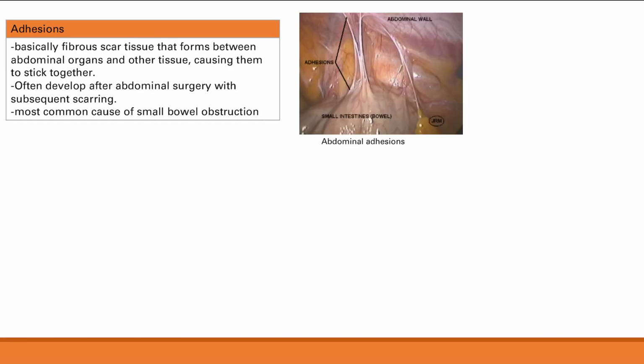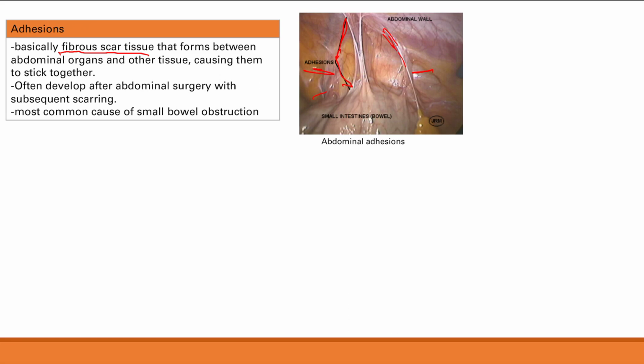All right. Next is adhesions. What is an adhesion? It's this stuff, right here. And it adheres your abdominal organs to other stuff, for example, to the abdominal wall. You can have adhesion between abdominal organs, for example, the intestine and the liver, intestine and the pancreas, and so on. These are basically fibrous scar tissue, and they often develop after abdominal surgery.